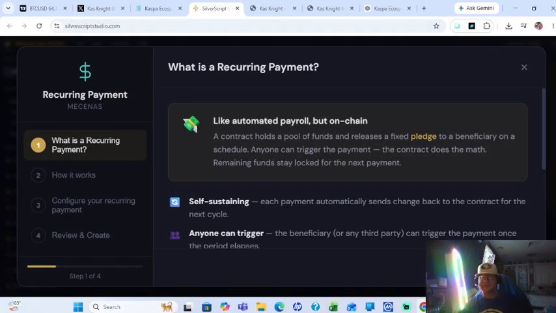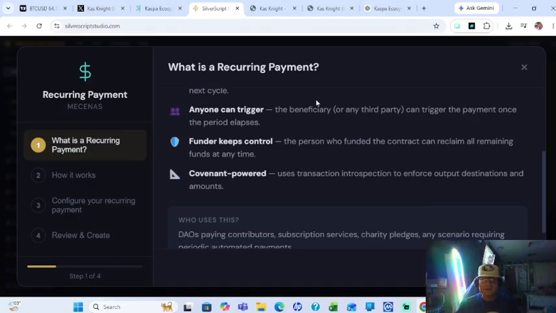The contract holds a pool of funds and releases a fixed pledge to a beneficiary on a schedule. Anyone can trigger the payment. The contract does the math. Remaining funds stay locked for the payment. It's self-sustaining: each payment automatically sends change back to the contract for the next cycle. The beneficiary or a third party can trigger the payment once the period elapses. The funder keeps control and can reclaim all remaining funds at any time. It's covenant powered, using transaction introspection to enforce outputs, destinations, and amounts.